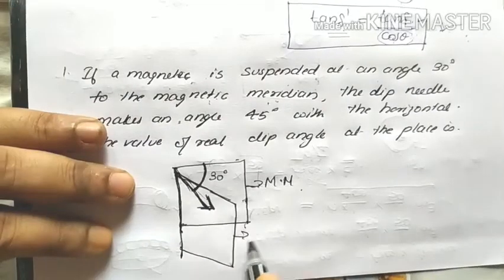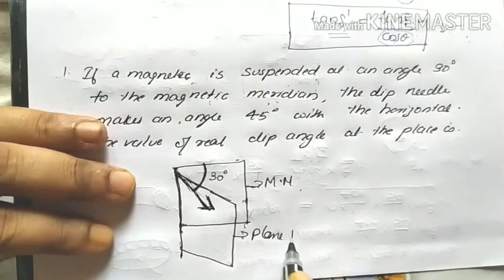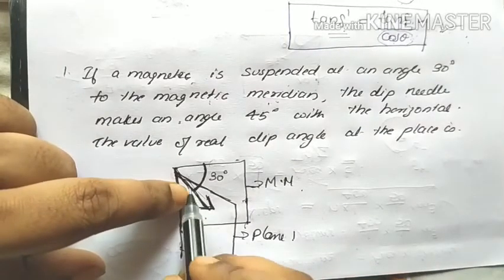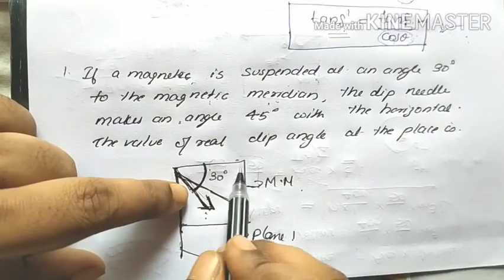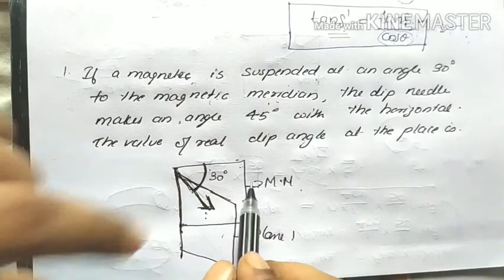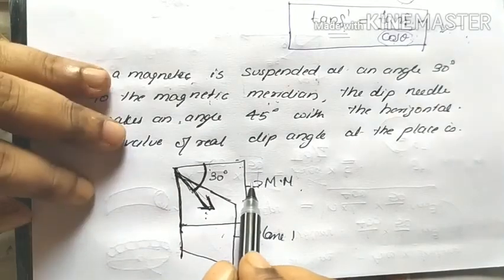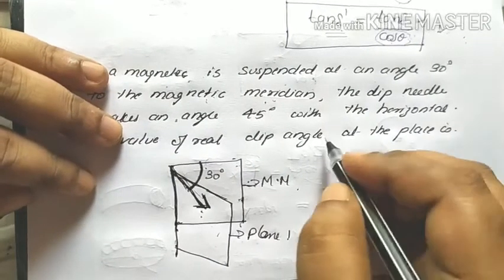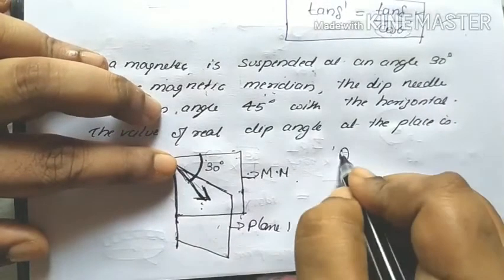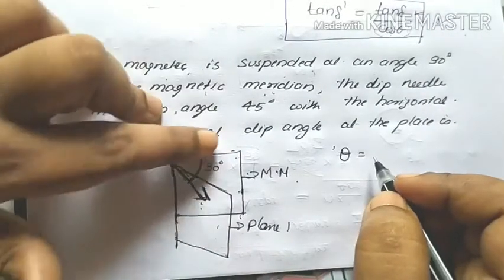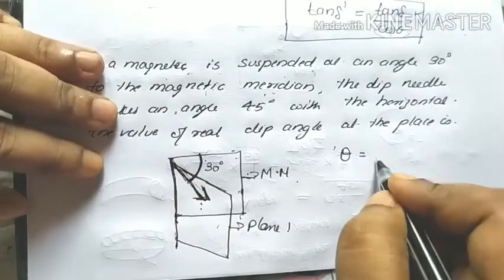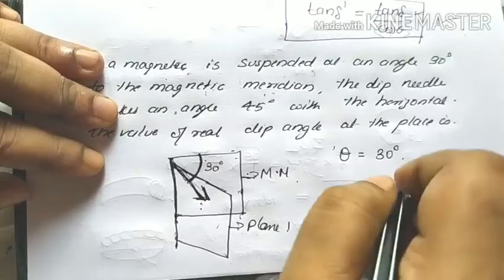Say this is plane 1. So it is lying in plane 1. If it is lying in plane 1, the angle made by the needle with the magnetic meridian is the same as the angle made by plane 1 with the magnetic meridian. I hope this much is clear. So I can say this 30 degrees, as per our previous case, is theta, the angle between the planes, that is, the magnetic meridian and the plane in the question. So theta is 30 degrees.